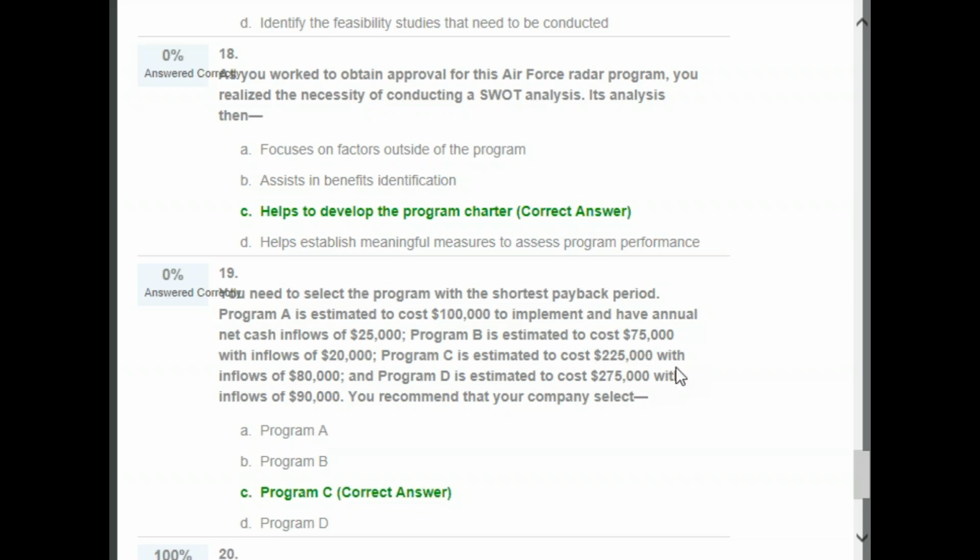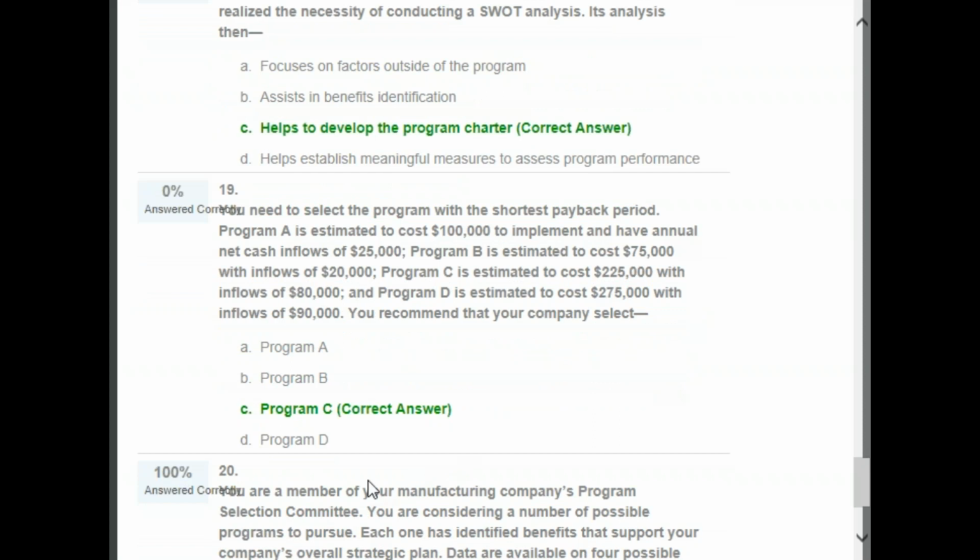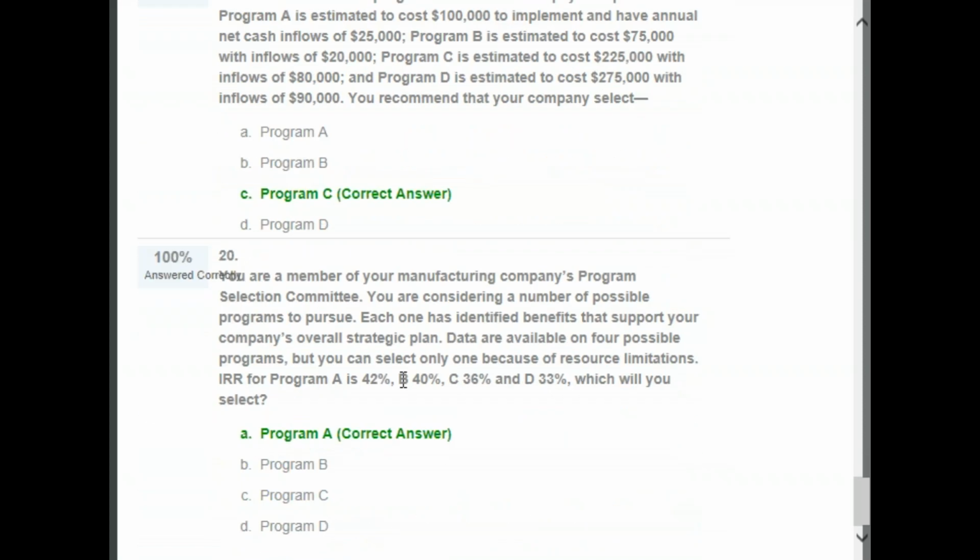Program C, 225 with 80,000: 80 and 80 is 160, and 80 more makes 240. So it is less than 3 years. Project D, 275 and 90, 90 and 90. So according to that, project C is the best, and probably you both should have done it right. Question number 20, you both did right. Okay, thank you. That is very fine.